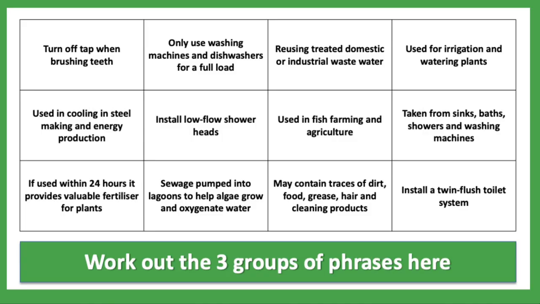Let's move on to a connection wall. So on the screen you have 12 phrases. These need grouping into three, and they are all to do with water and conservation. So what we're going to do is get you to think about the three different groups of phrases here, but we're going to give you a little bit of a clue. I'm going to ask you firstly to find four phrases that are linked to recycled or reclaimed water.